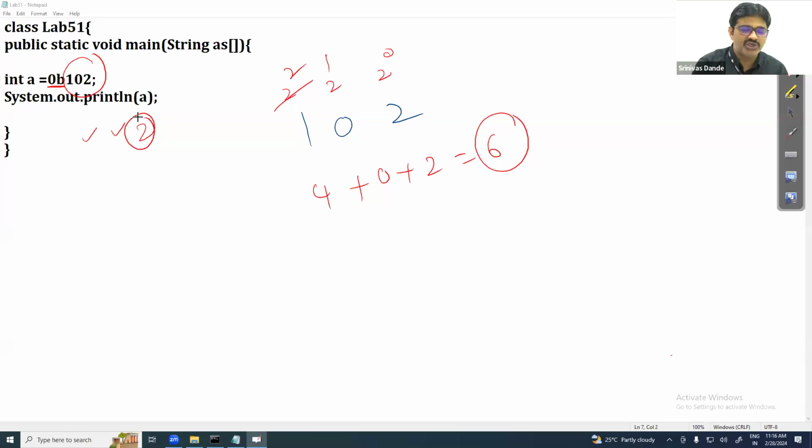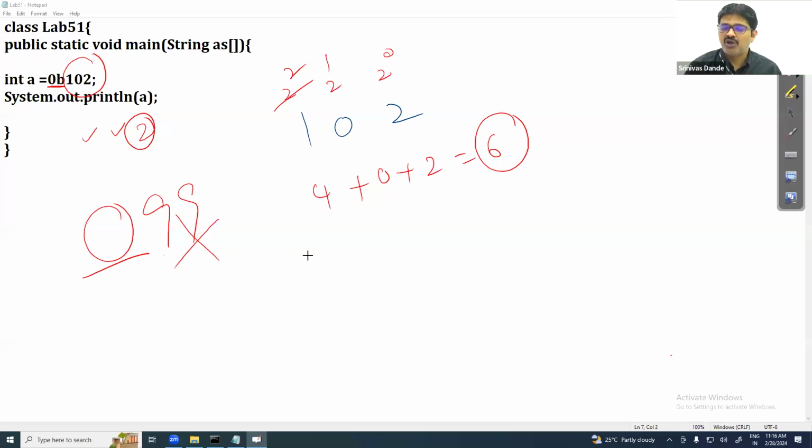Similar to this, I showed you one: 099, I told you. When you start with 0, it will consider this an octal. In the octal family, 9 is not there. 9 is not allowed in the octal family. It gives an error. Now one more error you see, 0x, 0x, SRI. Can I use this?